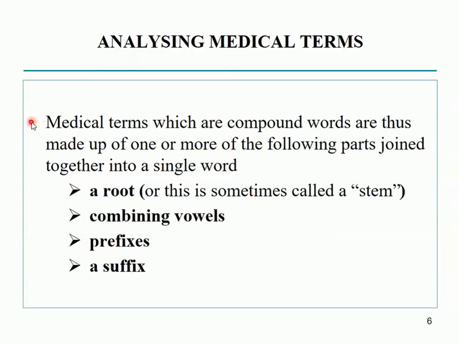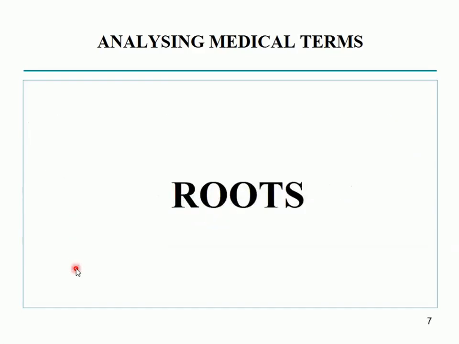Medical terms which are compound words are thus made up of one or more of the following parts joined together in a single word. There is a root, or in some texts and references you'll see this described as a stem. Sometimes there are combining vowels. There may be a prefix, and there may be a suffix. So what I'm going to talk about in this first part is some examples of roots.